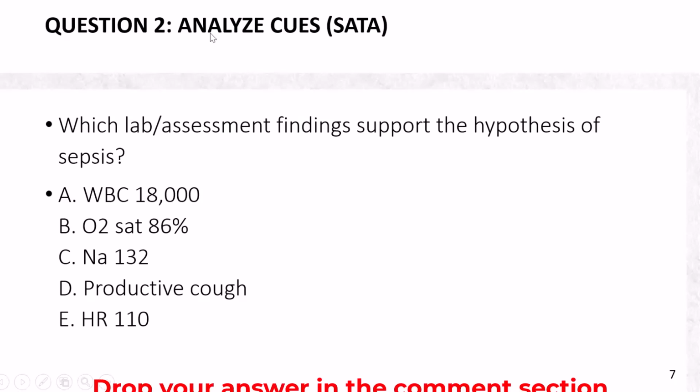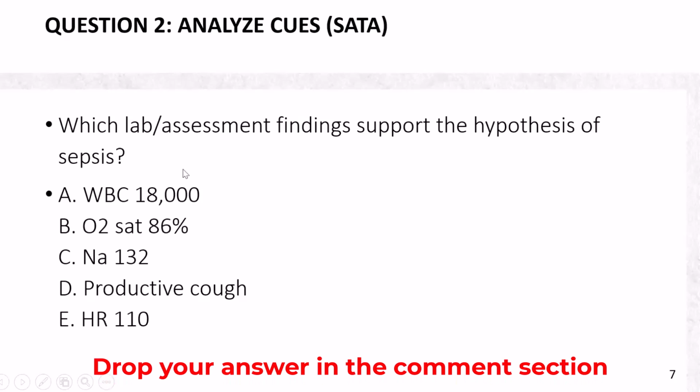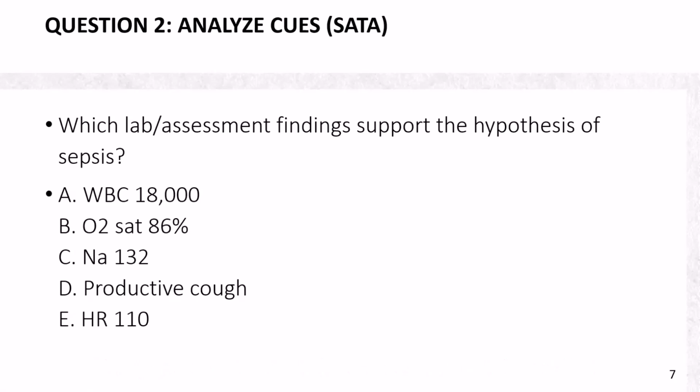A and E. Okay, you're going to go for A and E: white blood cells 18,000 and the heart rate. Any other options? This one is also select all that apply, SATA. All right, let's check.